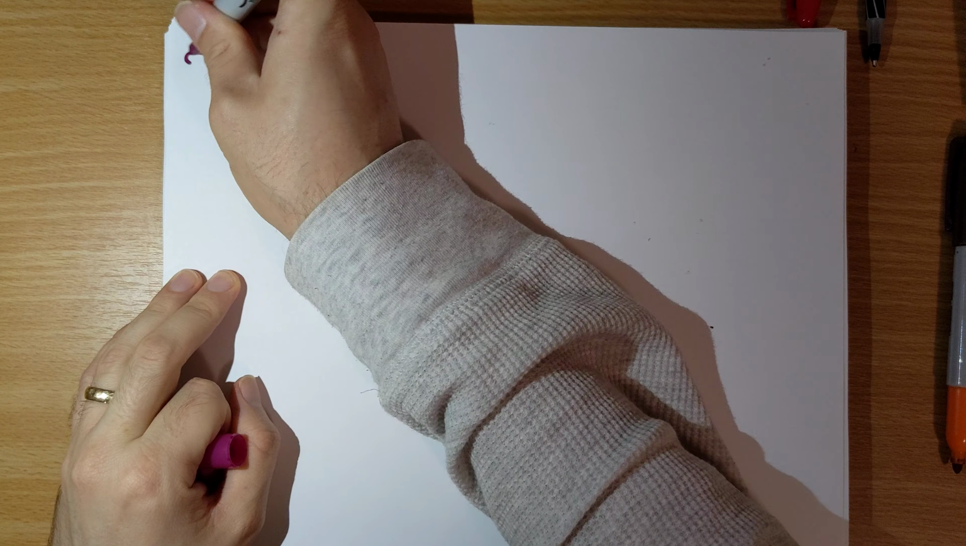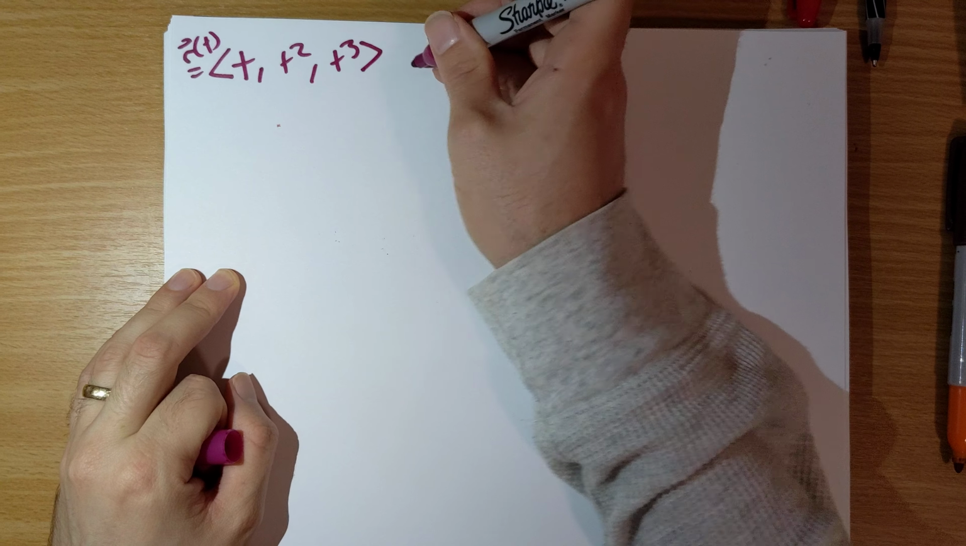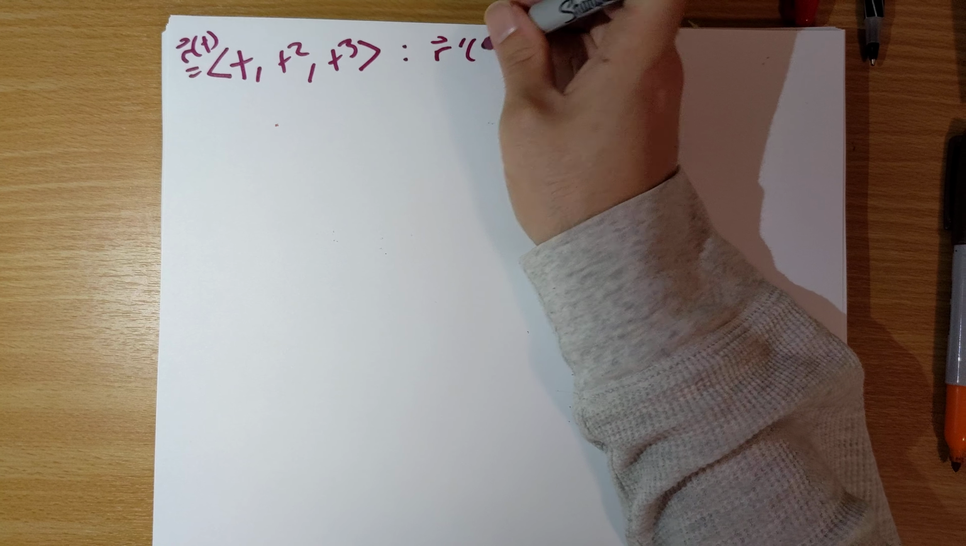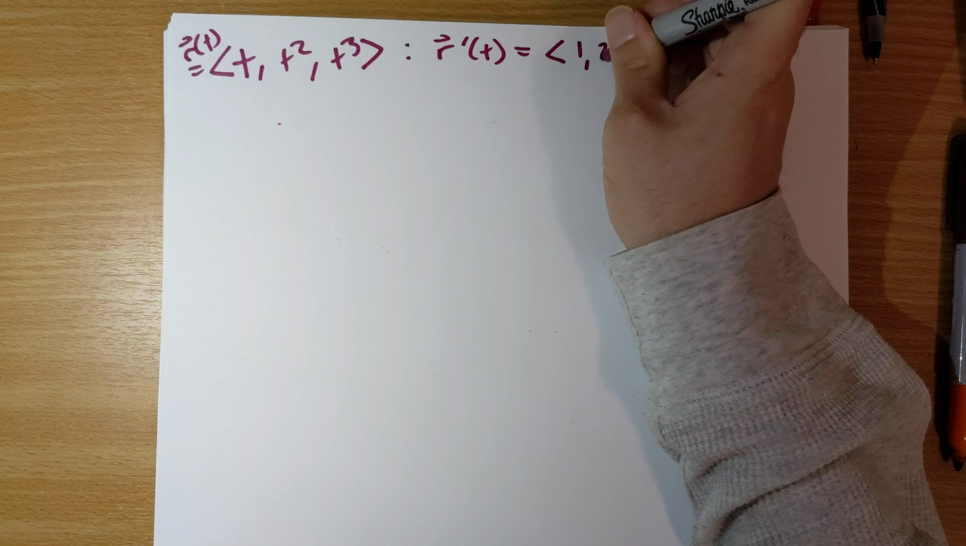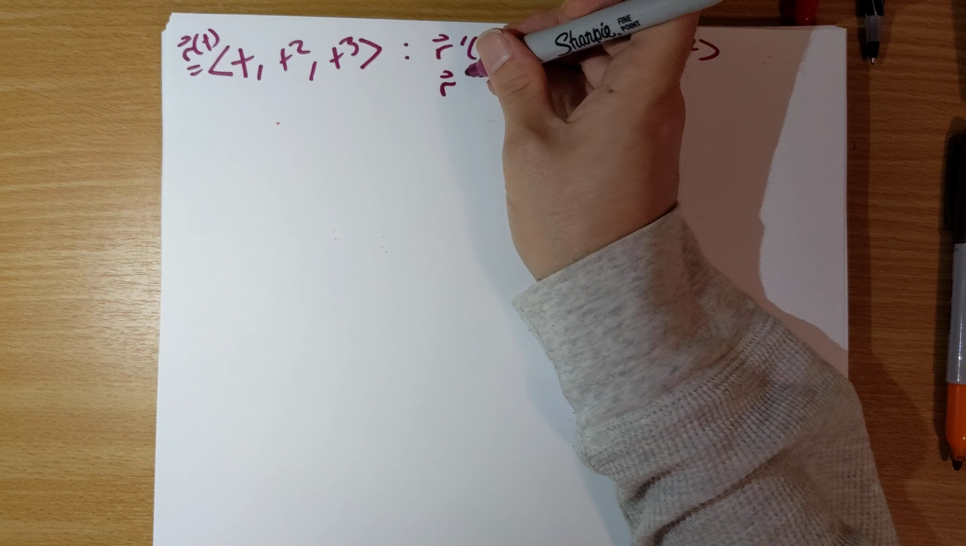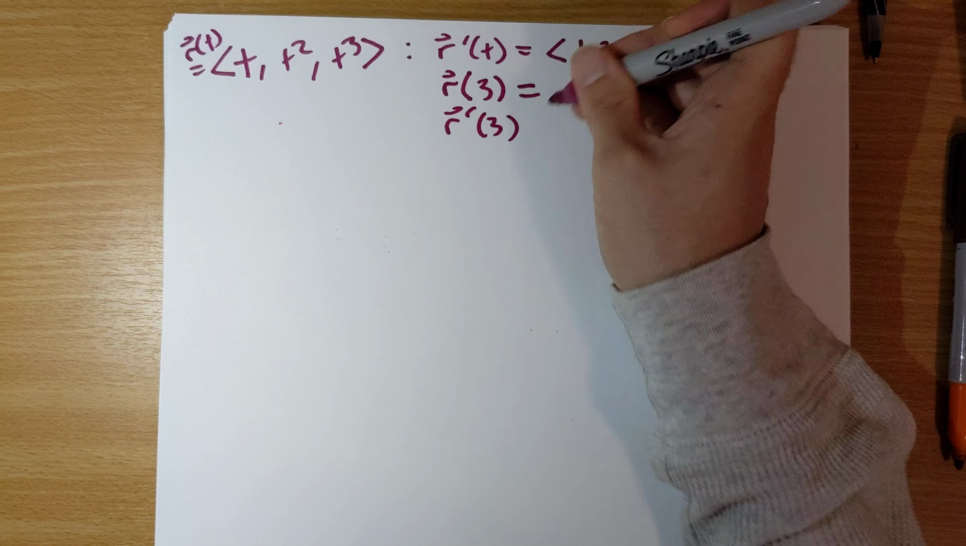Problem number 34. Find the equation for the tangent line to r of t is t, t squared, t cubed, at t is equal to 3. This should be pretty straightforward. We need r prime of t, which is 1, 2t, 3t squared.